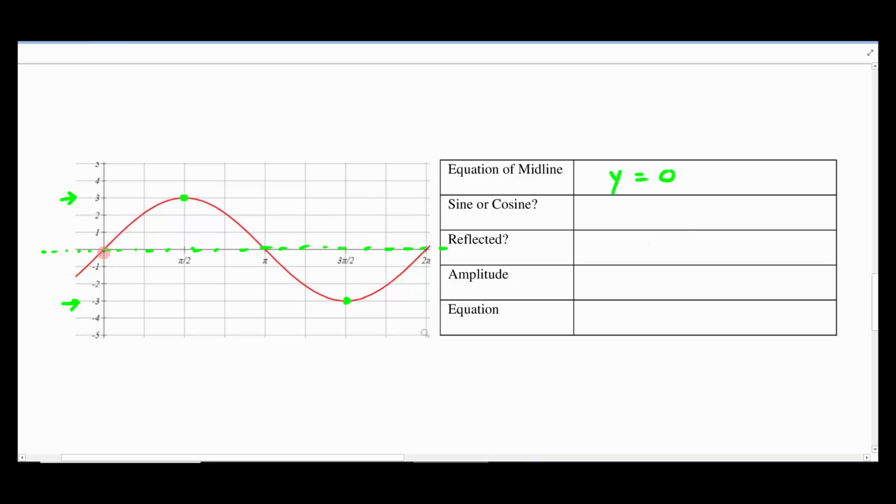Is it sine or cosine? I'm going to go to 0, and notice that this wave starts on the midline, so this is a sine function. Has it been reflected? Well, it went up, so no, it did not get reflected. And the amplitude: I drop my vertical from the max down to the midline, so that's 1, 2, 3. So we have an amplitude of 3, and now I can write my equation. I can say y equals amplitude times trig function, and we'll say sine of x. The midline is 0, so I could put a +0 here, but it's not necessary. So y equals 3 sine x is the equation of the wave that we see over here.